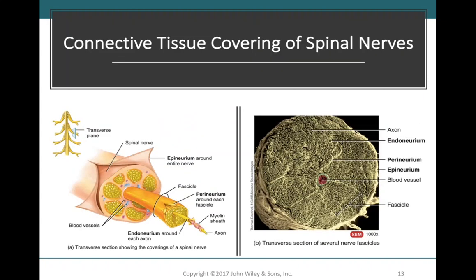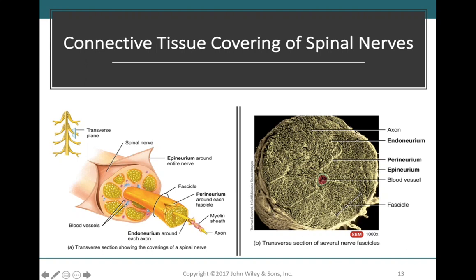So in short, spinal nerves are just big bundles of myelinated axons. That's all our spinal nerves really are. Some of those axons belong to sensory neurons, and some of those axons belong to motor neurons. But within our spinal nerves, we're going to find some specialized connective tissue coverings. So each spinal nerve is wrapped in a layer of connective tissue known as epineurium. This is the outer layer of connective tissue that wraps around the entire spinal nerve.